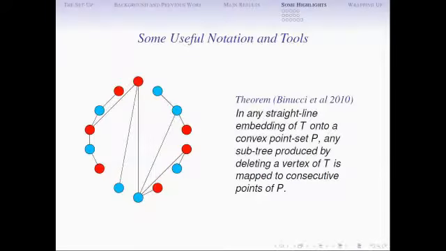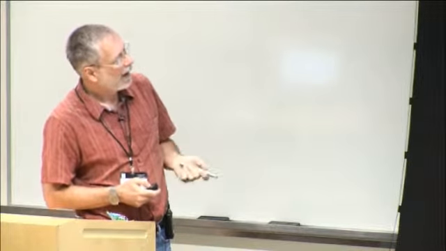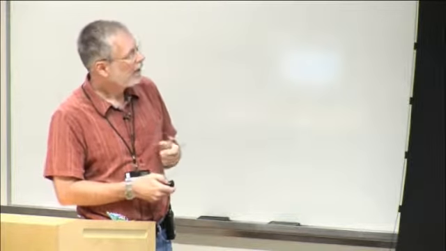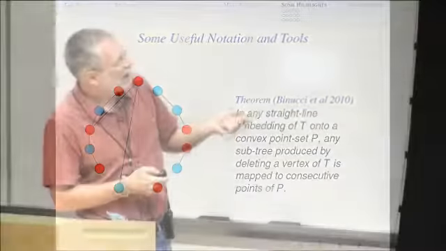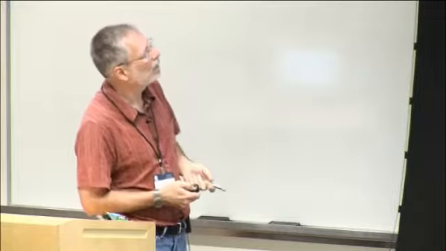Another fact that's useful to know is that if you have a straight line embedding of your tree on a convex point set, and you look at the subtrees you get by deleting a vertex of your tree, then the subtrees that are remaining are all mapped to consecutive points of the point set. So there's one of the subtrees, there's another one, there's another one, there's a tiny one. So we need those two facts.